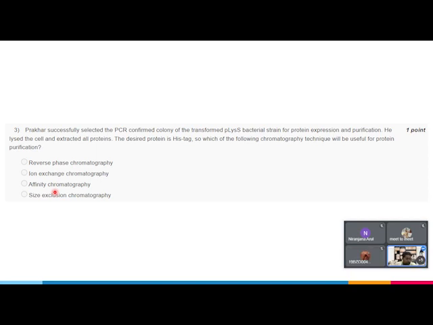Okay, so let us try and understand what exactly should be the answer. Amardeep says it is C, affinity chromatography. Okay. So let us try and understand what exactly is going on, and let us come back to the question and try to answer.